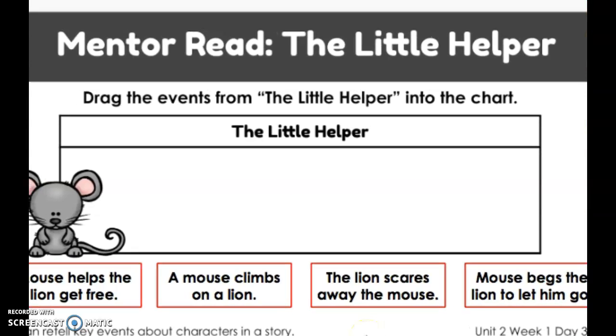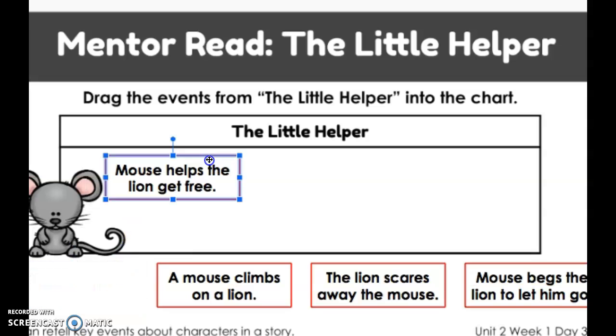All right, so we're going to have to do thumbs up or thumbs down. Did the mouse help the lion get free? If you said thumbs up, you were correct. That little mouse did solve the problem by gnawing on the rope. Did the mouse climb on the lion? We know that the mouse did climb on the lion because he did that in the first sentence.